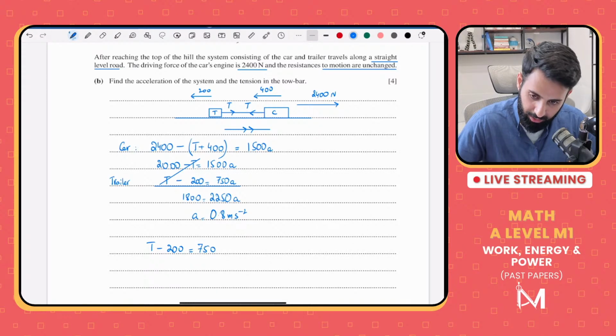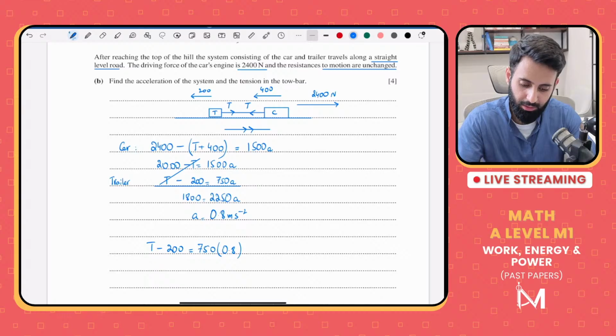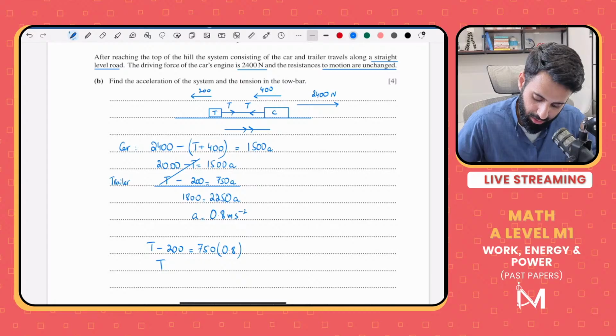Now, in order to find out tension, you multiply it by 0.8. Let's see what you get. So when you multiply this by 0.8, just solve for the value of T. So 750 into 0.8 plus 200, and the tension is equal to 800 newtons. There you go.